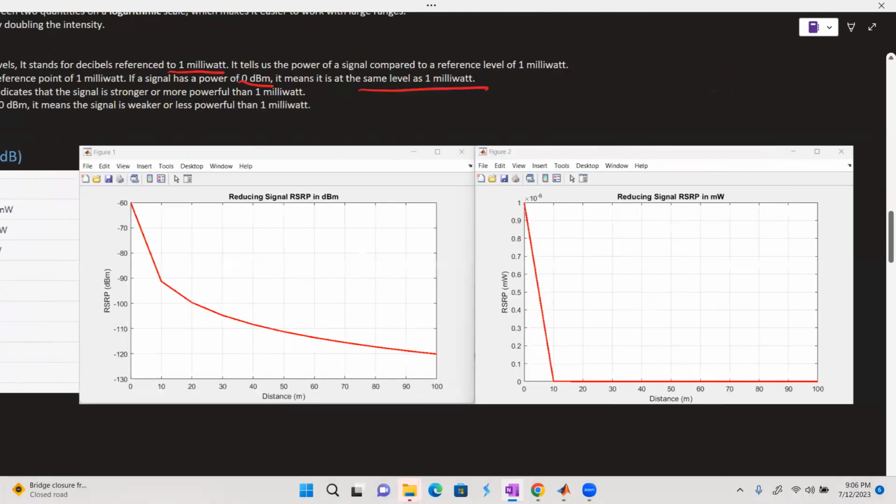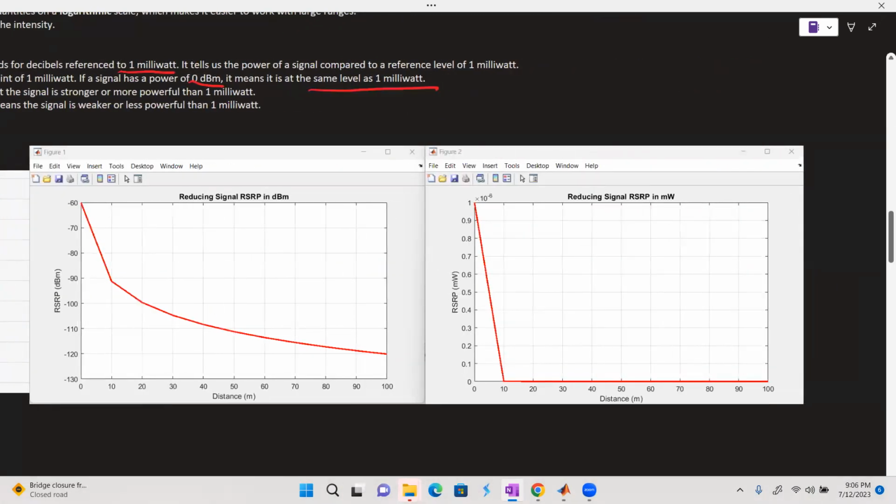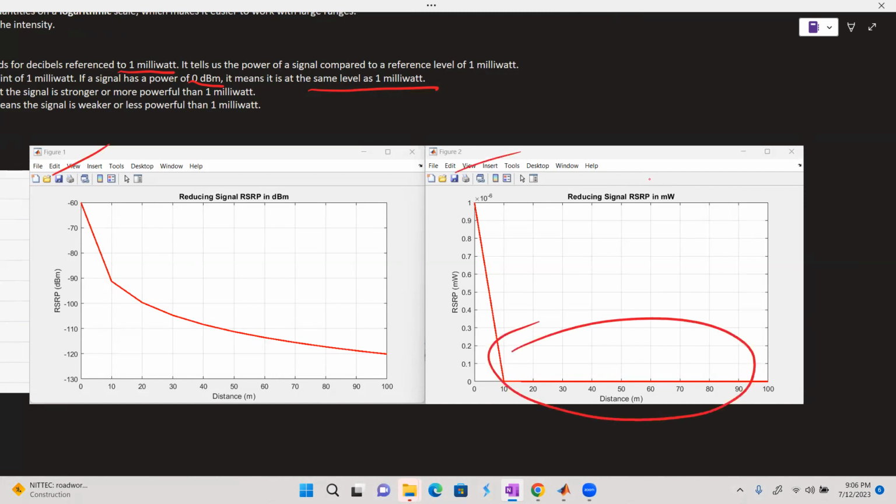This plot that I generated in MATLAB also shows the same thing. With increasing distance, your signal strength in RSRP will reduce, and you can actually make sense of it in the left plot, figure 1. But in figure 2, this is very difficult to make sense of. Hence, we use the dBm or dB scale, or logarithmic scale, for signal strength measurements in systems like 5G.